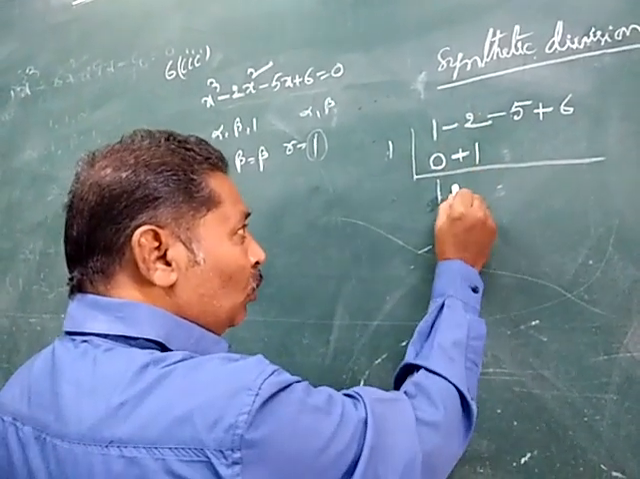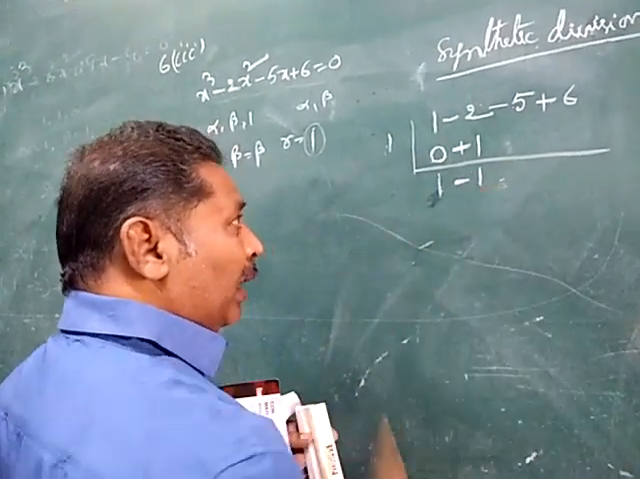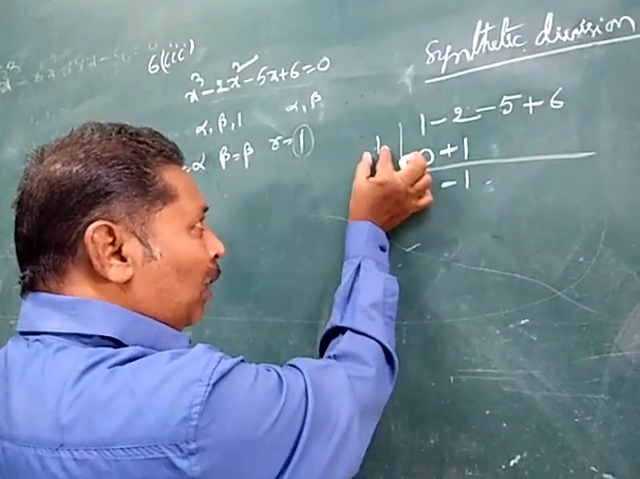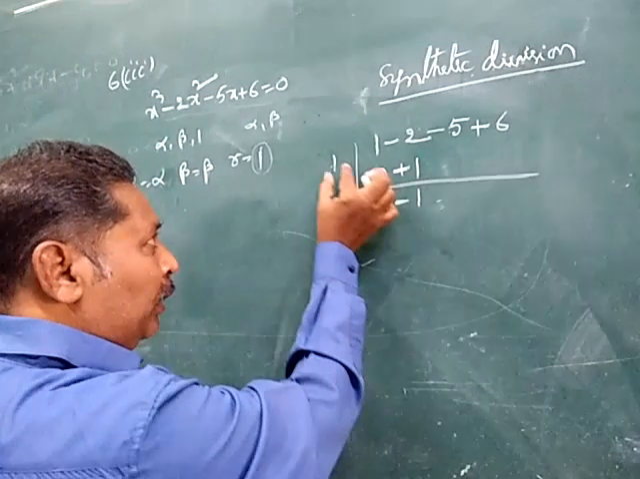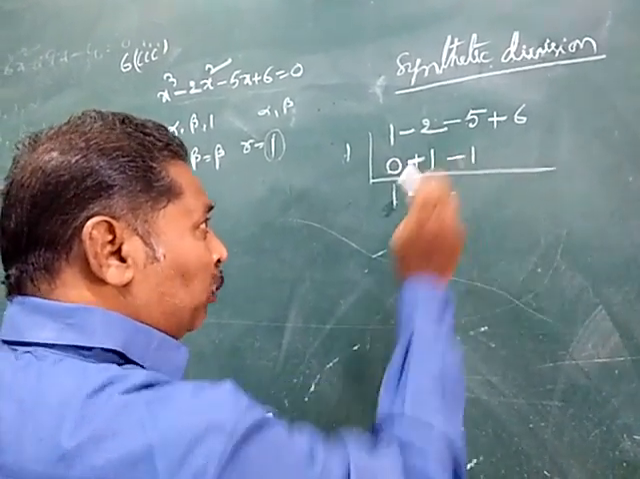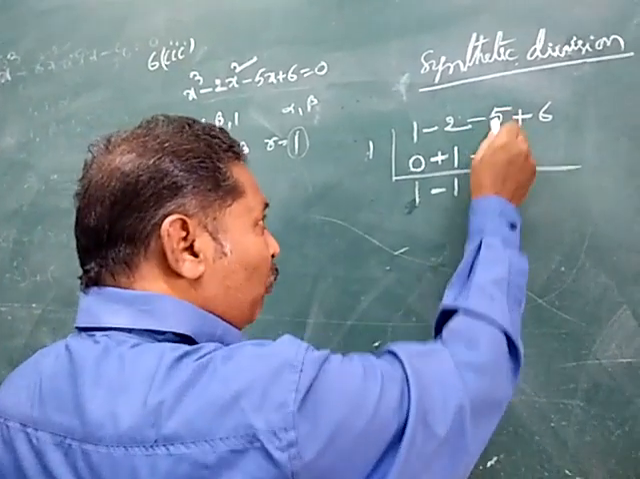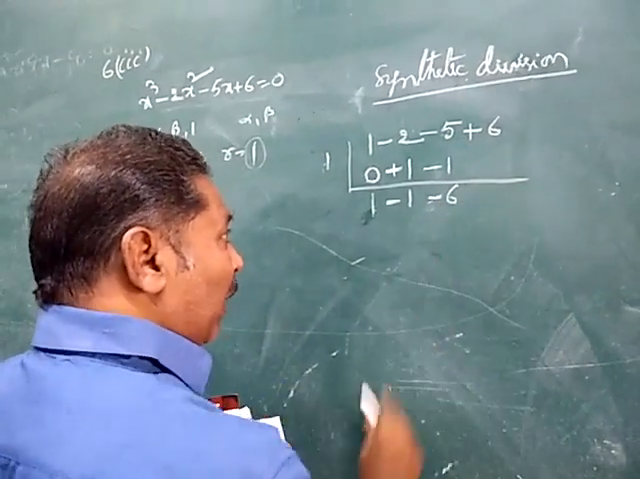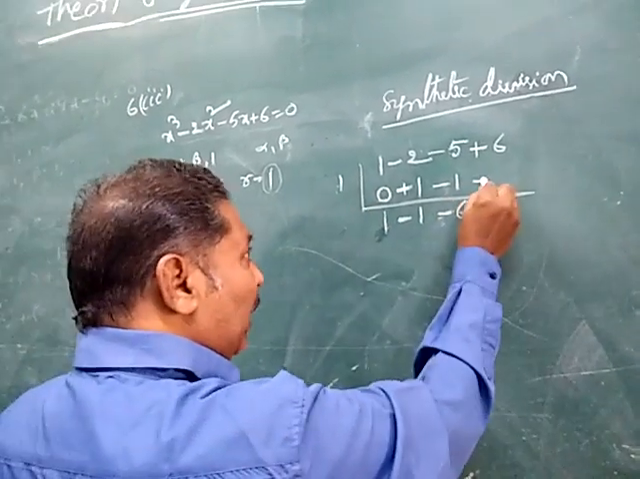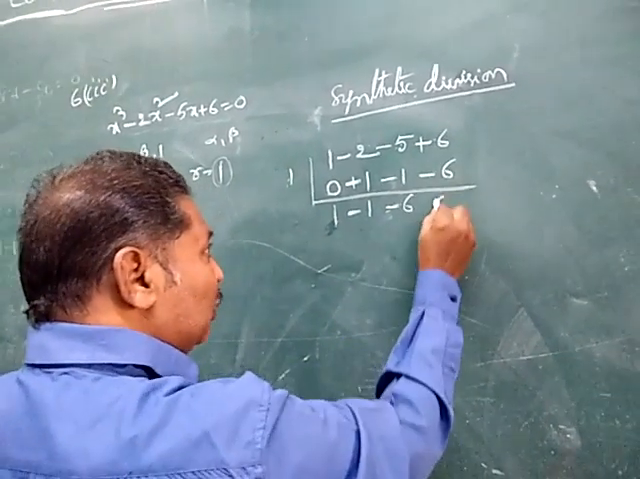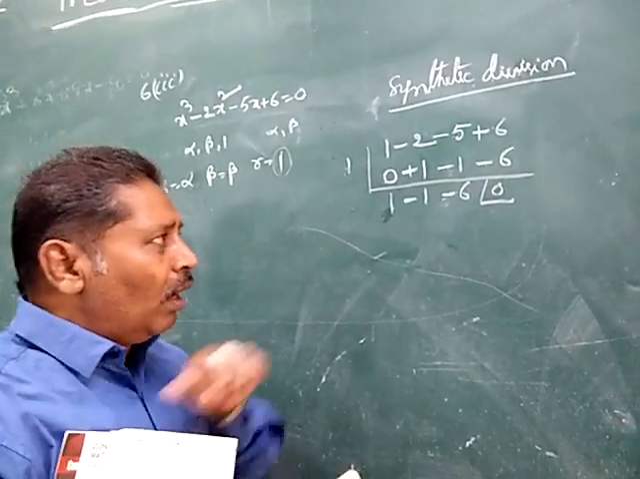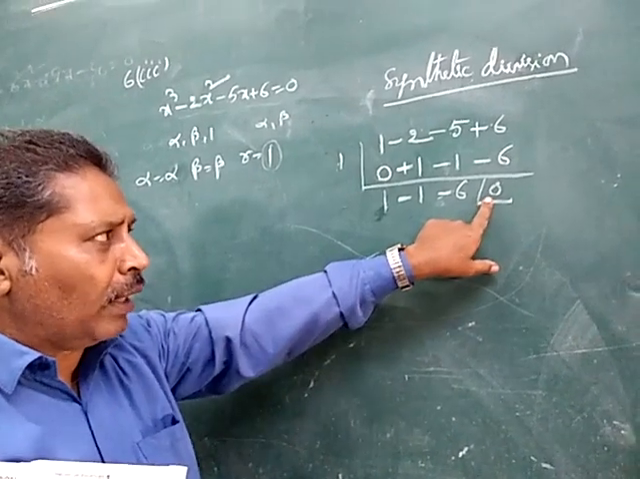Adding these two, we get minus 1. Multiply this number and this number. Minus 1 into 1 equal to minus 1. Write in this place. Minus 5 minus 1, minus 6. Minus 6 into 1, minus 6. Adding these two, we get 0. This is the remainder.